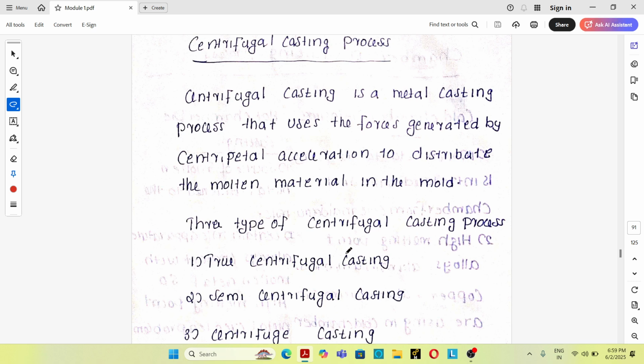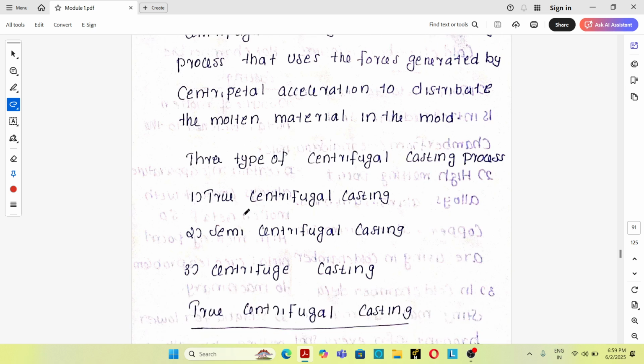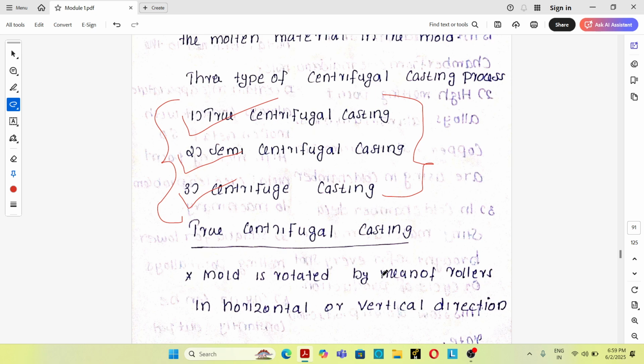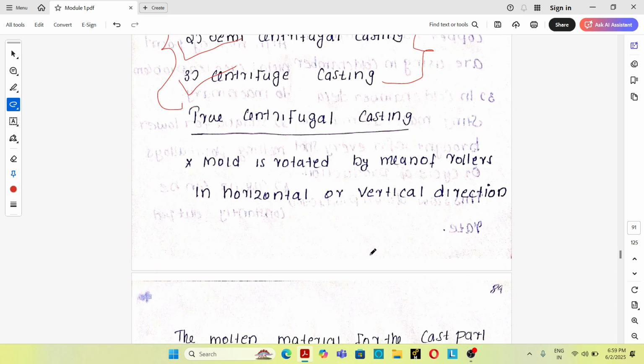So there are three types of centrifugal casting process. First one, true centrifugal casting process. Second one, semi-centrifugal casting process. And third one, centrifuge pressure casting process. So these three are the classification of the centrifugal casting process. We can discuss them one by one. First of all, the true centrifugal casting process.